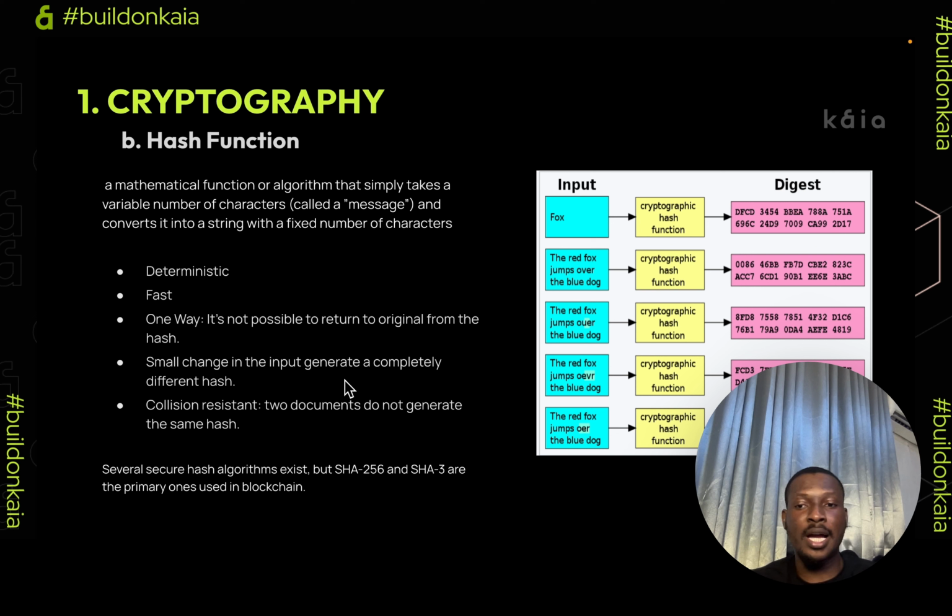There are several secure hash algorithms that exist, but on the blockchain, we make use of SHA-256 and SHA-3. The image on the right-hand side explains the concept of the hash functions. We have the input, we have the hash function, and we also have the output, which is the digest. It takes in the input fox and passes it through the hash function and gets a digest. But you can't take this digest through the hash function to get back the fox, and this is what we mean by one way, right?